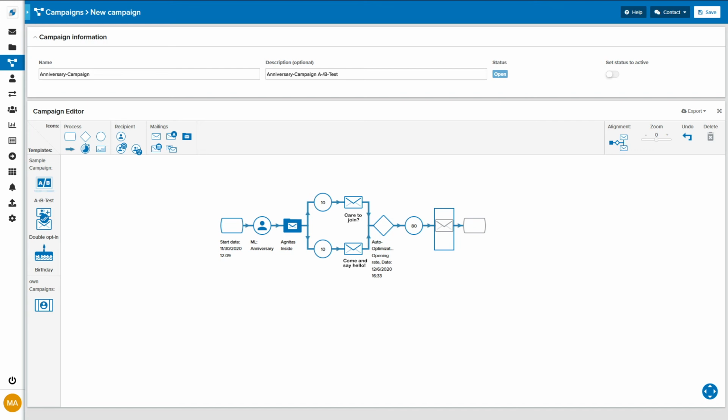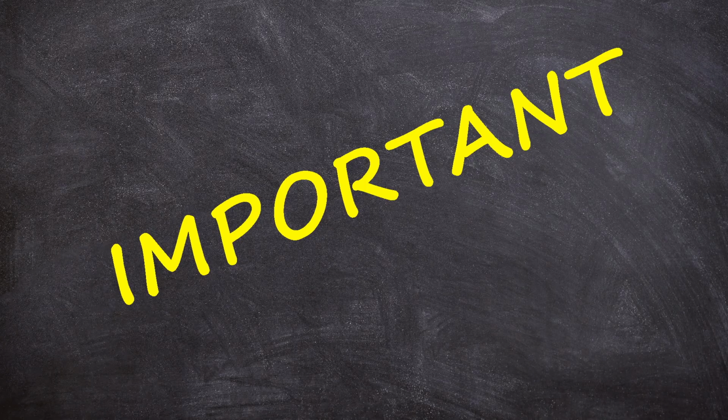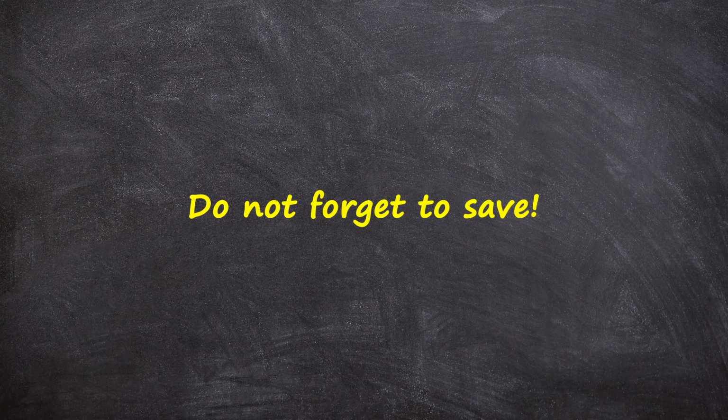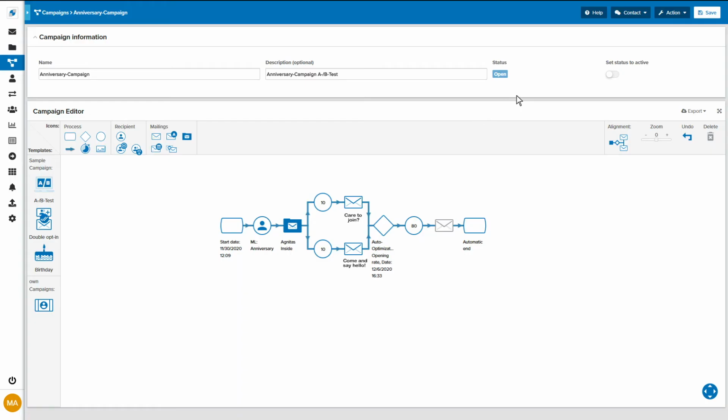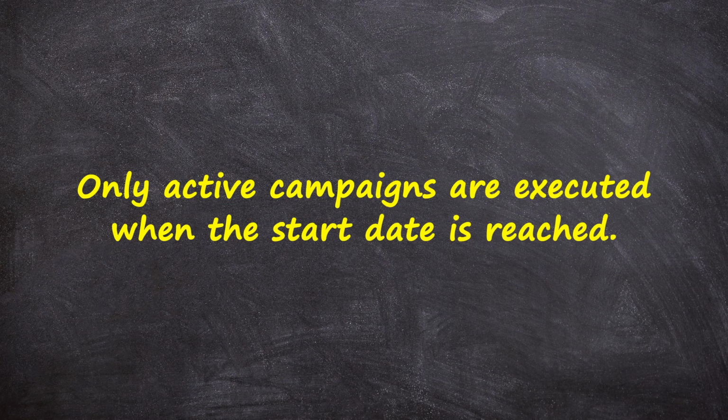In the last step, select Automatic End. Important: don't forget to save. Before you activate the campaign, you can perform a test run. If everything works, activate the campaign and confirm again with save. Important: only active campaigns are carried out when the start date is reached.